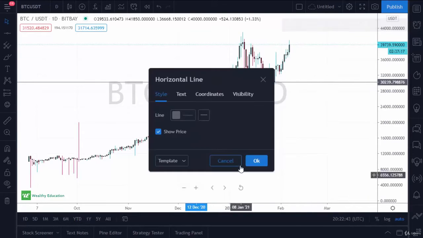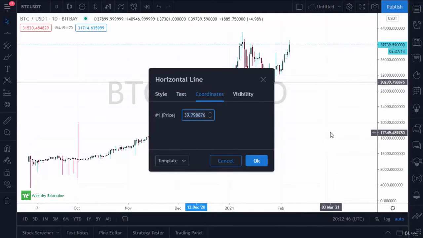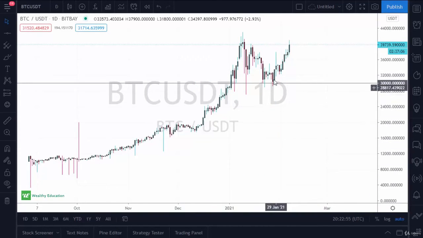So when I go to settings and I go to coordinates, if I put in 30,000, it gives you a good baseline for an area where the buyers may be particularly aggressive. Now, why is this important? Well, this is important because you will find that the market remembers these areas for support and resistance, meaning that, like, when we get back there, the buyers came back in. Obviously, there's a lot of trading volume interested in the 30,000 level.